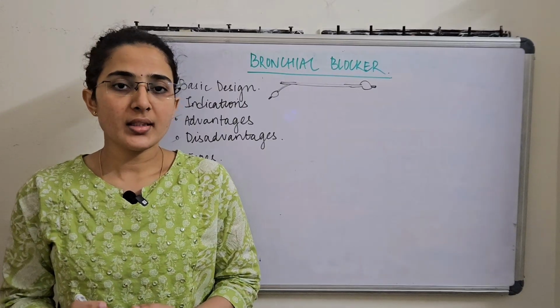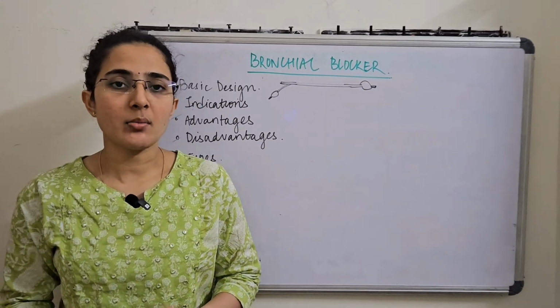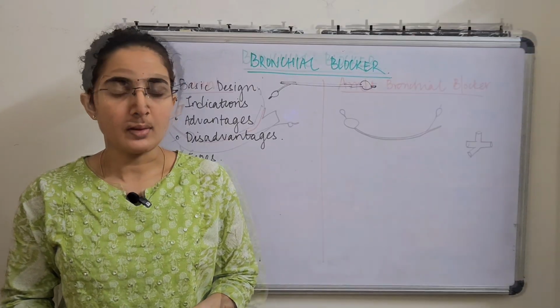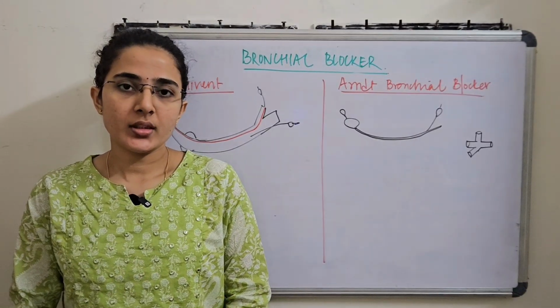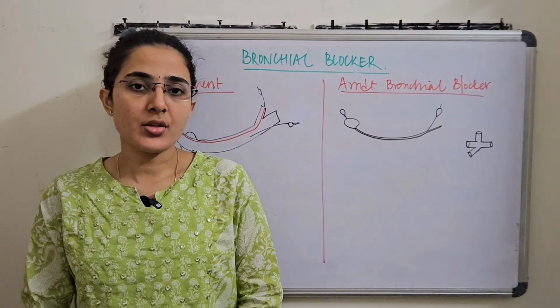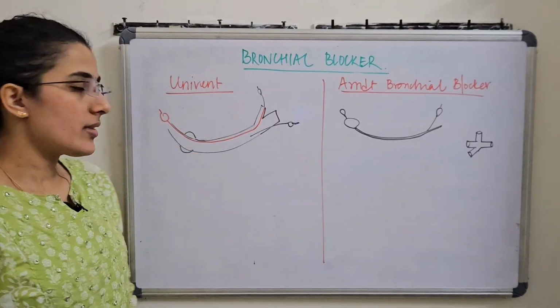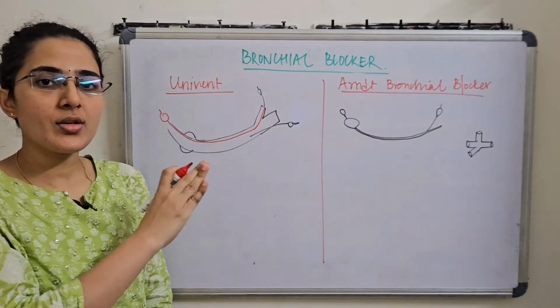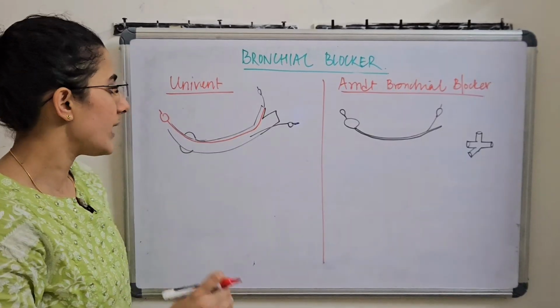So after we have discussed all this, next we'll talk about the various types of bronchial blockers that are commercially available. Coming to the types of bronchial blockers which are commercially available, first is the Univent blocker. As you can see in this diagram, it briefly shows how a Univent blocker looks.